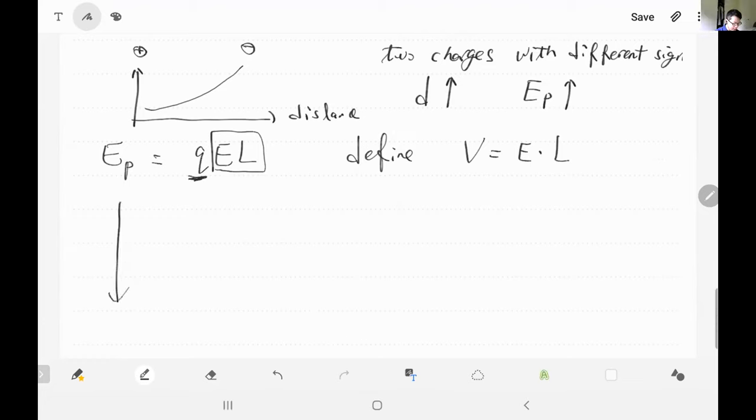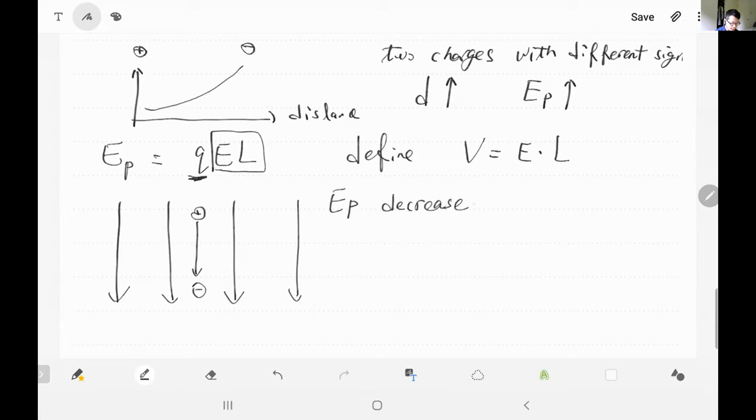Here, suppose we have an electric field in this way, and the charge moves from here down to here, under only the electric force. If there is only electric force, this motion will change the electric potential energy. So we know the electric potential energy decreases, and kinetic energy increases. And also we know the electric field has a direction. This is a vector.